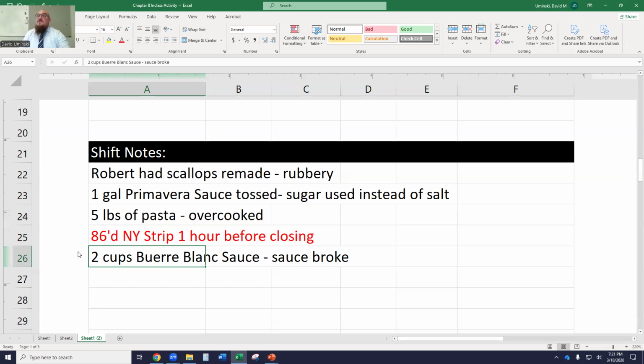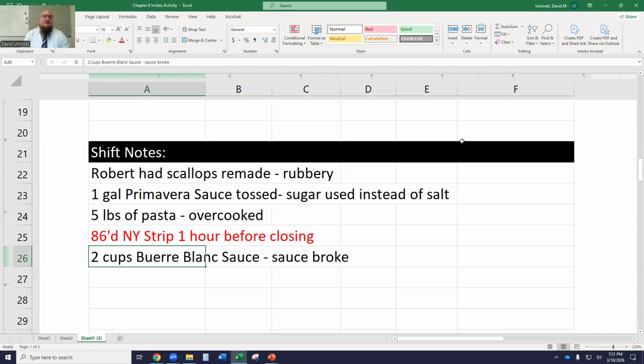In hotels, we do this at the front desk. If a guest asks for something, we have a shift notes at the front desk. So that way the next guest that comes in, or the next front desk agent that comes in, they can review those to make sure all those issues get resolved. So it happens in all different aspects of the hospitality industry.